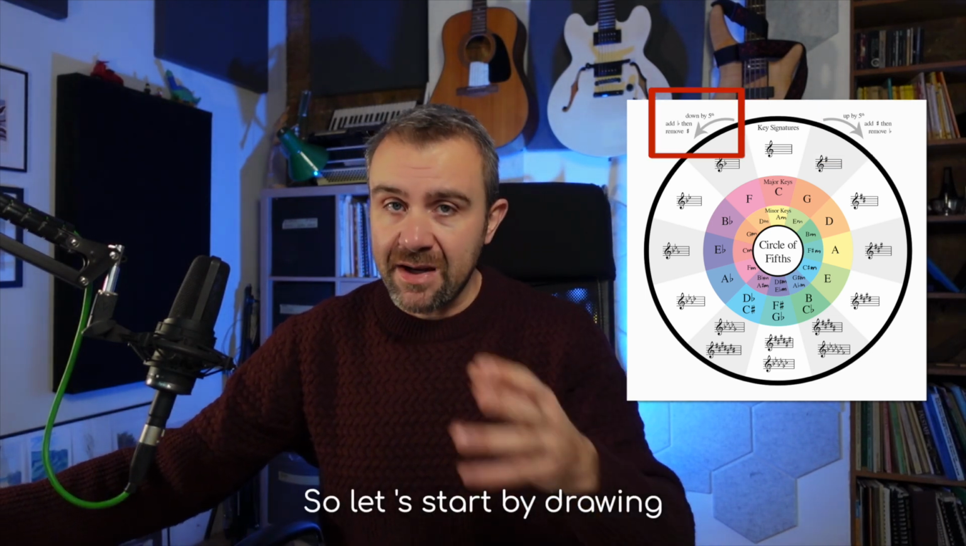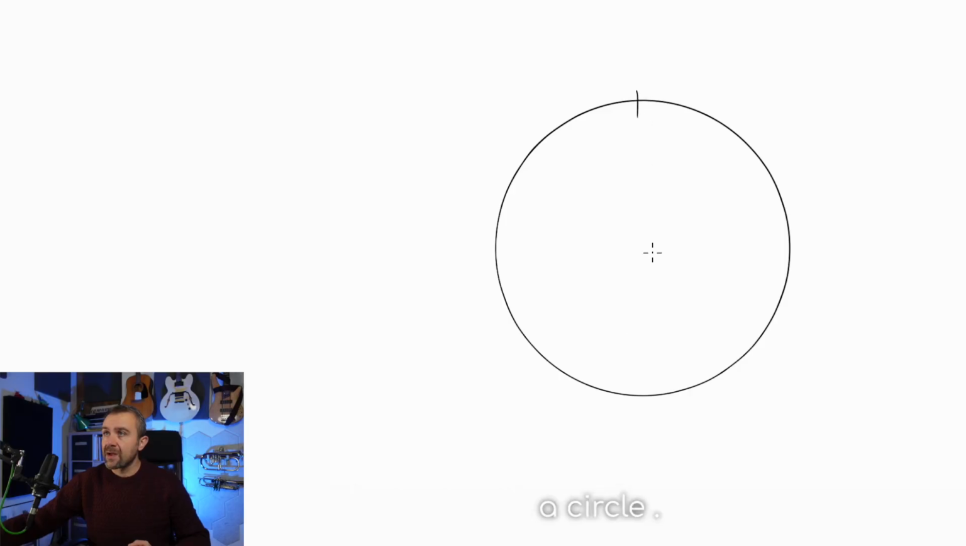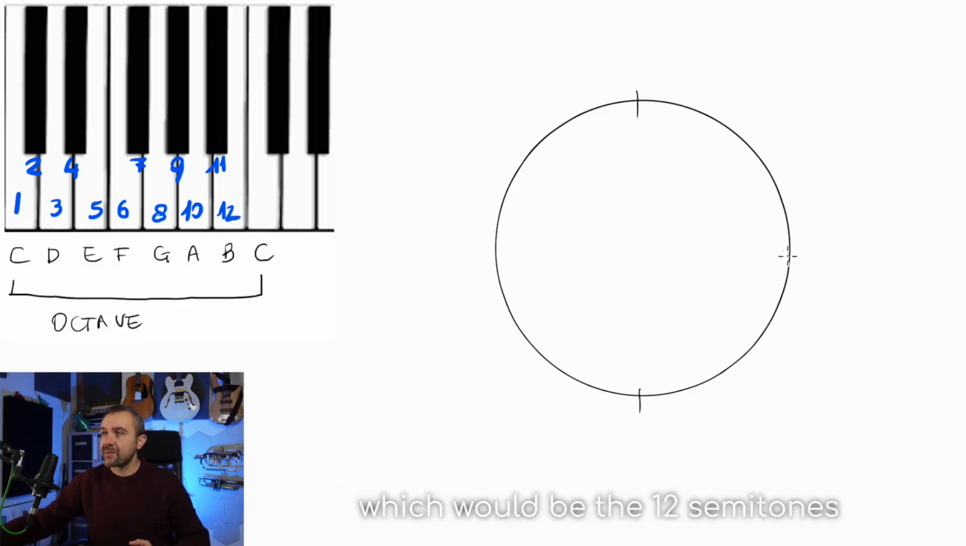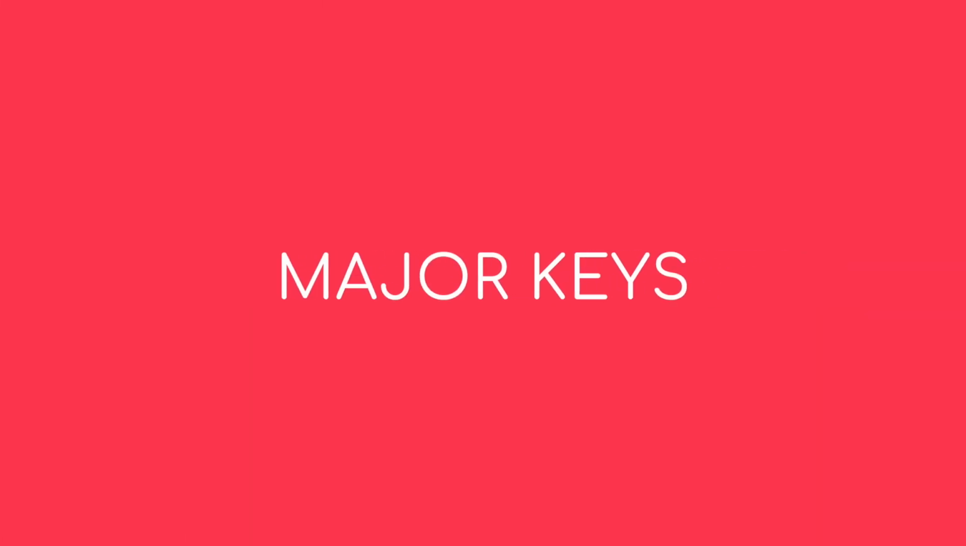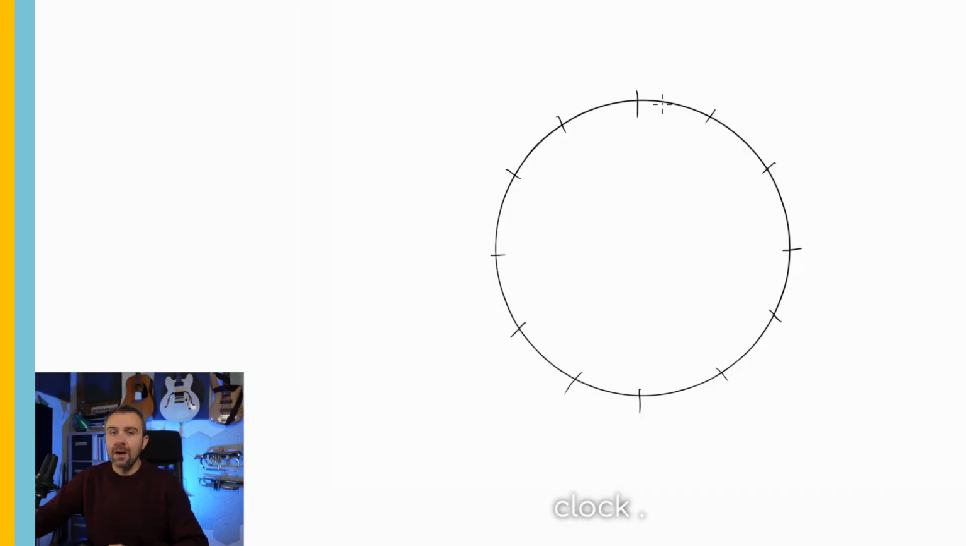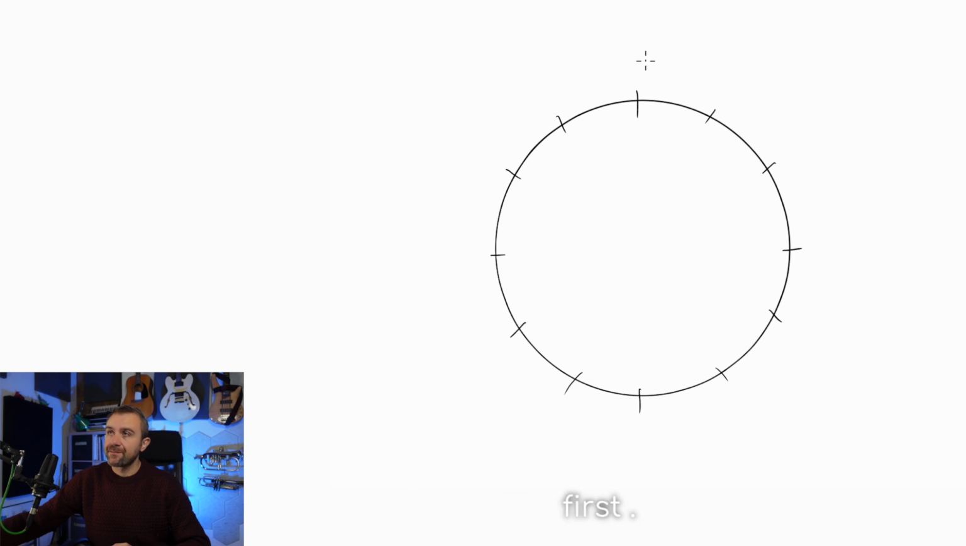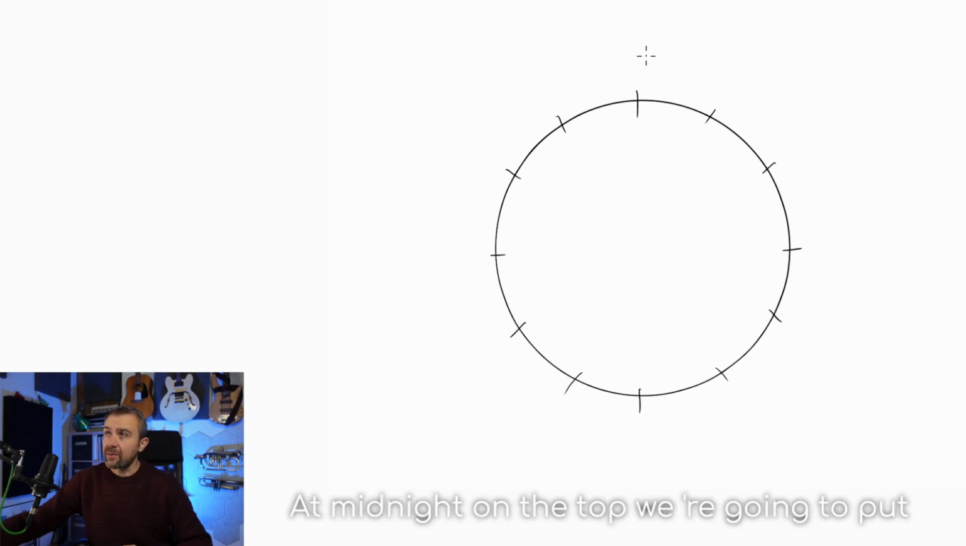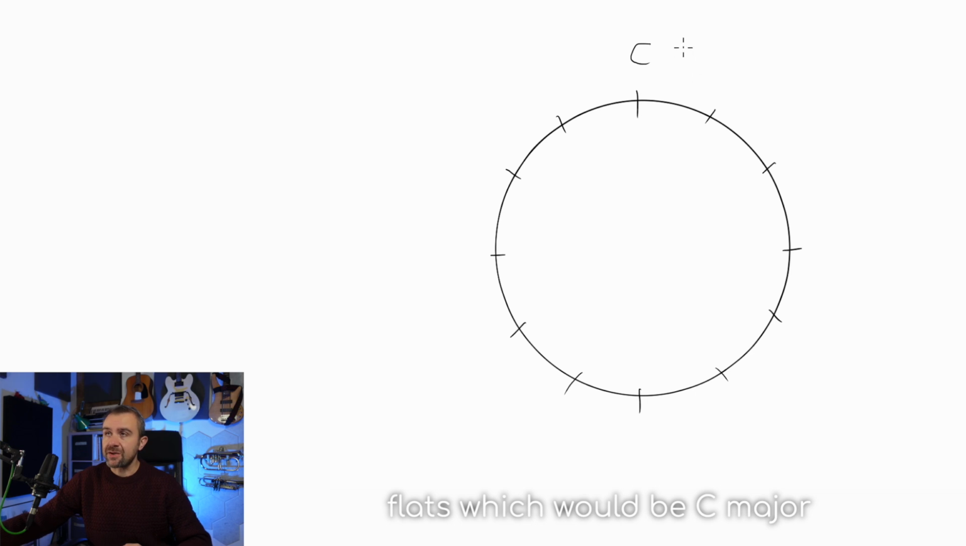So let's start by drawing a circle. Let's divide it in 12 parts, which would be the 12 semitones that you have in every octave. Let's talk about major keys first. At midnight, on the top, we're going to put the key that has 0 sharps and 0 flats, which would be C major.